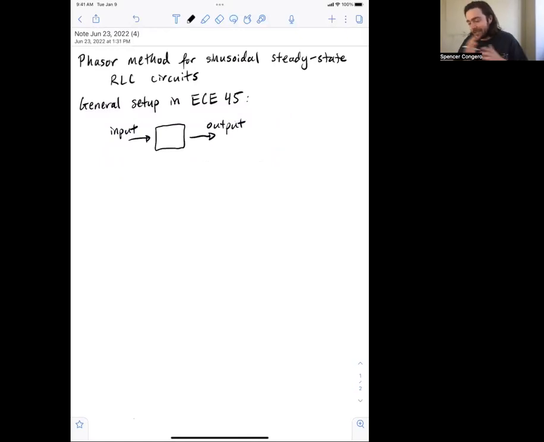In order to make a transition from ECE 35, we're going to first talk about this general setup specifically applied to the case where this system is an RLC circuit and this input is a sinusoid. You'll see throughout the class we're going to keep getting more and more general. And even beyond this class, there's even more generalities you can make, but this is what we're going to be looking at in ECE 45. And so now specifically, let's look at what happens when we're studying RLC circuits and sinusoidal steady state.